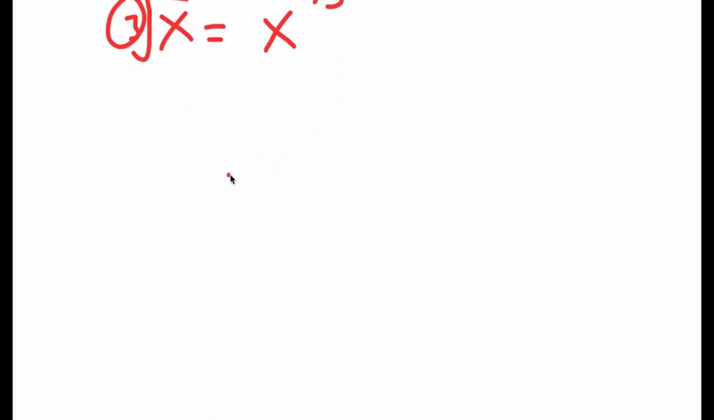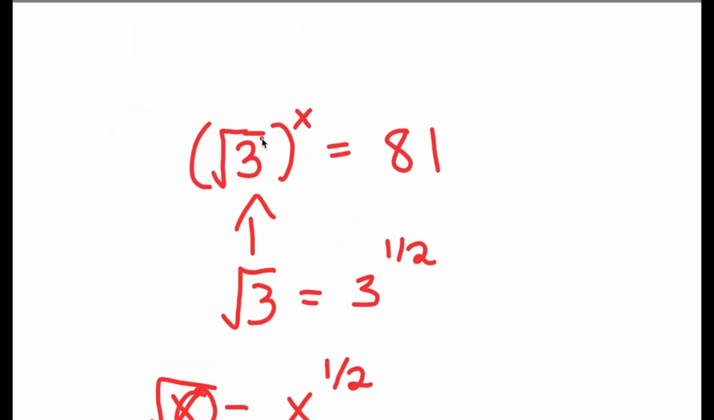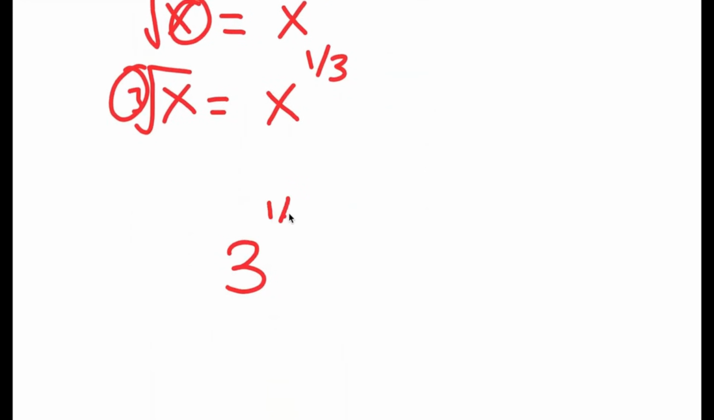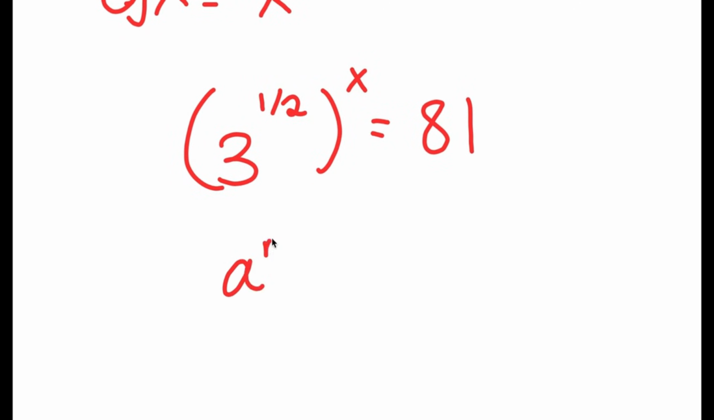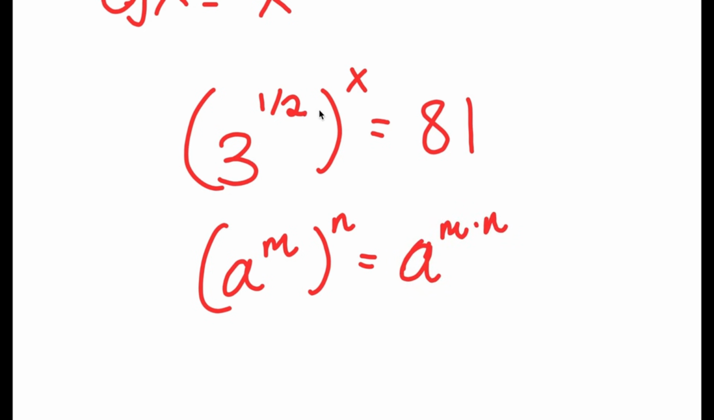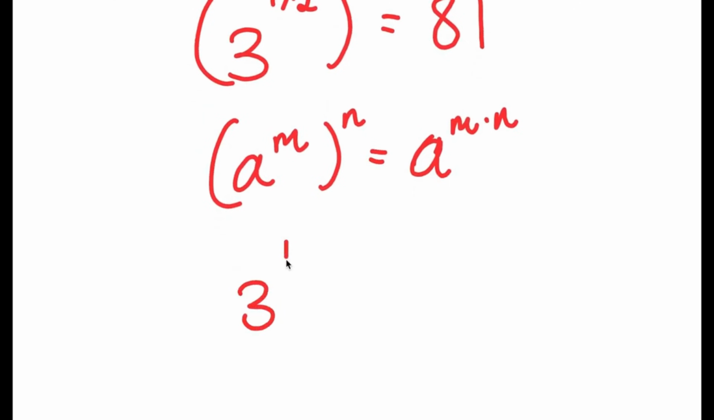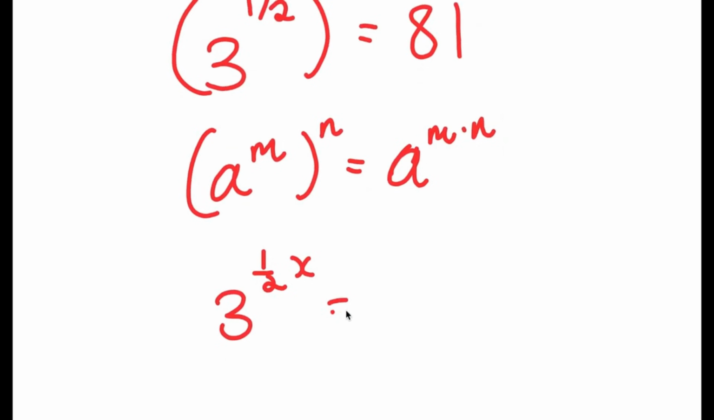So now, if I substitute in 3 to the power of 1/2 for the square root of 3, I get 3 to the power of 1/2 to the power of x is equal to 81. Now, if I have something in the form a to the power of m to the power of n, this is equal to a to the power of m times n. So 3 to the power of 1/2 to the power of x is going to equal 3 to the power of 1/2 times x, which is simply 1/2 x. And this is equal to 81.